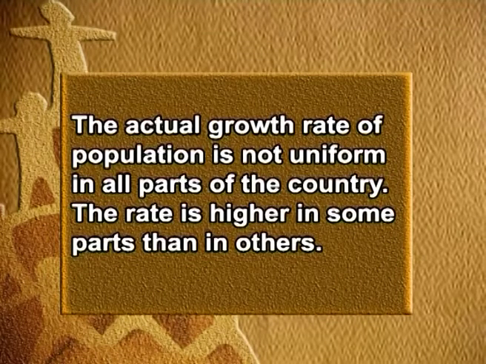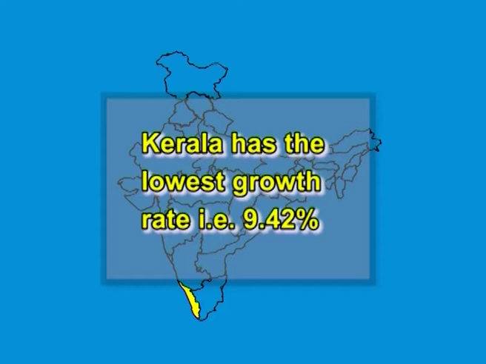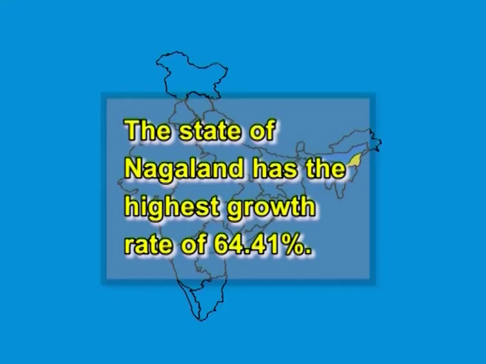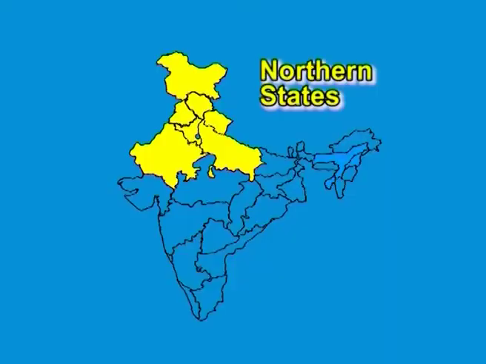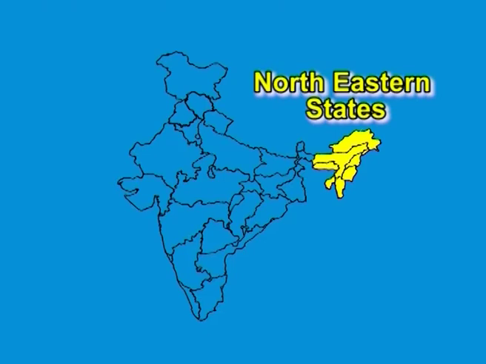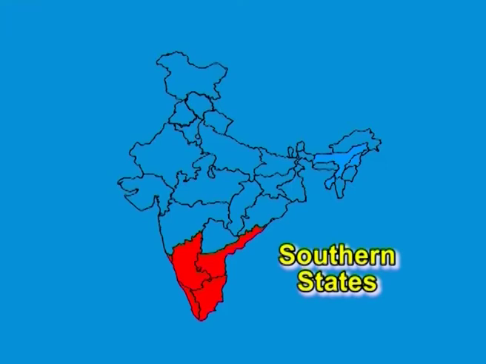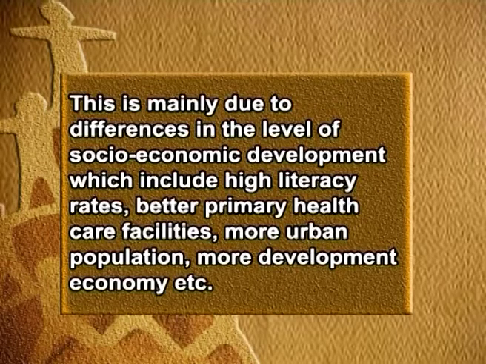The actual growth rate of population is not uniform in all parts of the country. The rate is higher in some parts than in others. If we look at interstate differences, then it has been observed that Kerala has the lowest growth rate, that is 9.42%, whereas the state of Nagaland has the highest growth rate of 64.41%. The broad state level pattern which emerges reflects that there is a clear-cut north-south divide. All the northern and northeastern states have recorded high growth rates, whereas all the southern states have low growth rates. This is mainly due to differences in the level of socio-economic development, which include high literacy rates, better primary healthcare facilities, more urban population, more development of economy, etc.